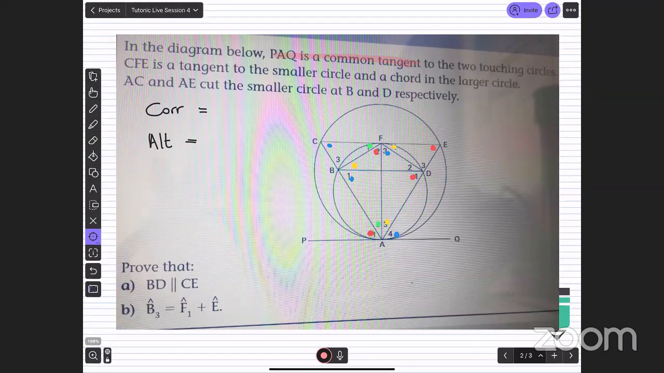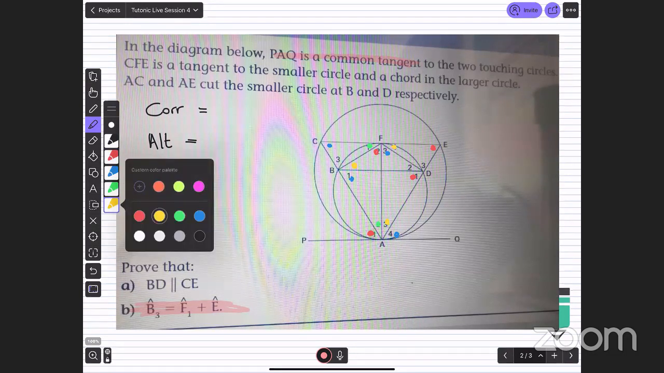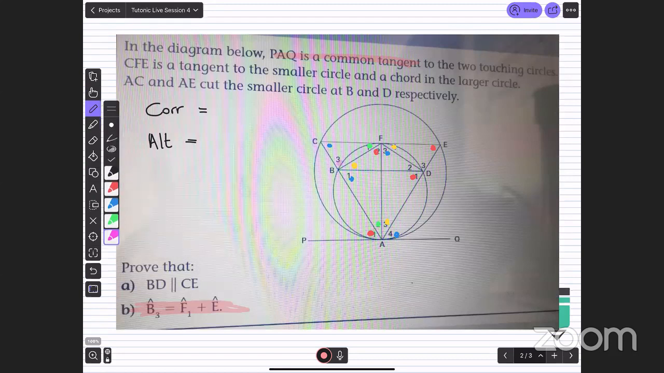Now it says B3 is equal to F1 plus E. So where's B3? B3 is the exterior angle of a cyclic quad, right? Do you guys see that? Here's the exterior angle. And it's also just in this triangle, right? They're saying that's equal to F1 plus E.